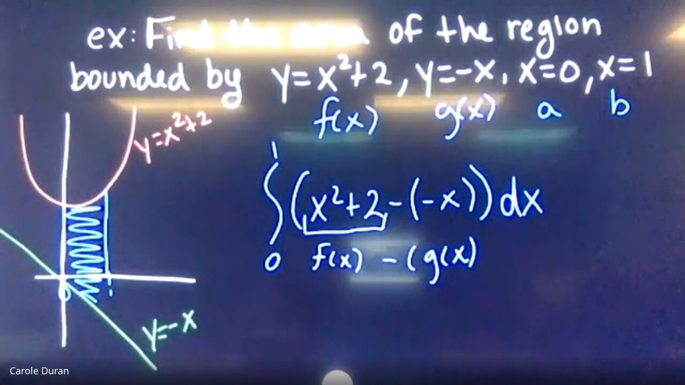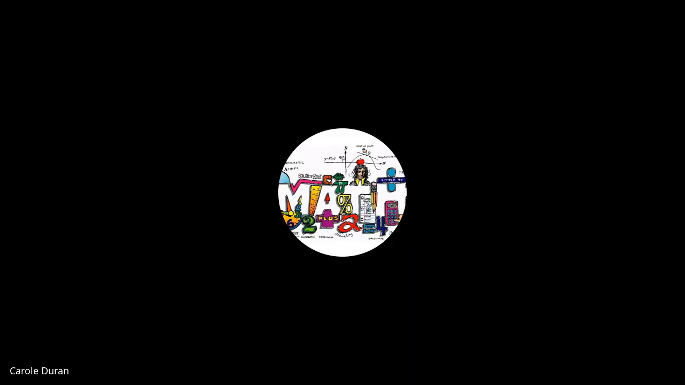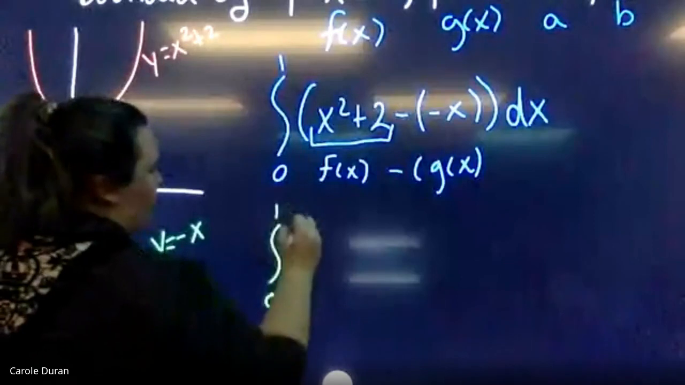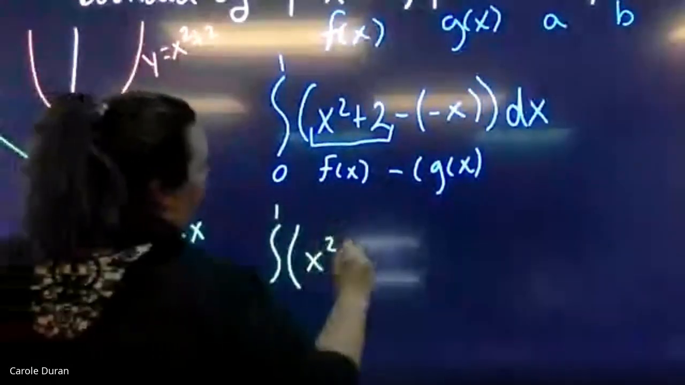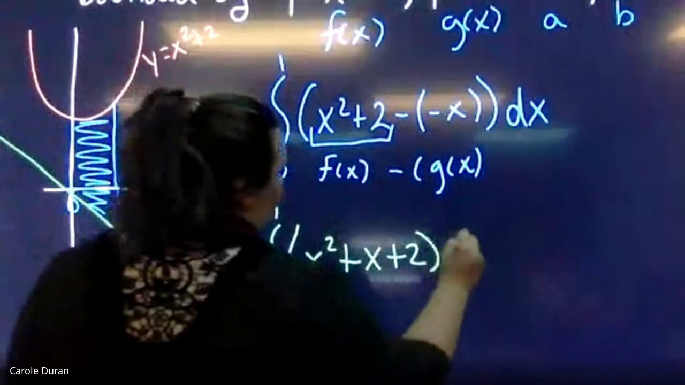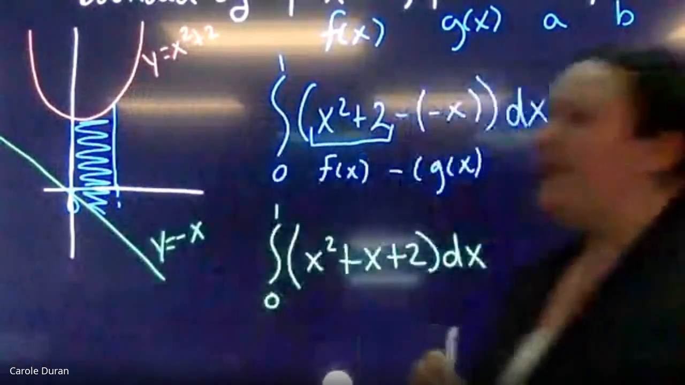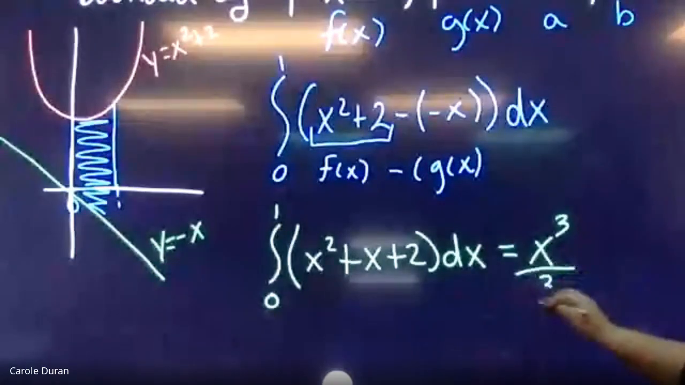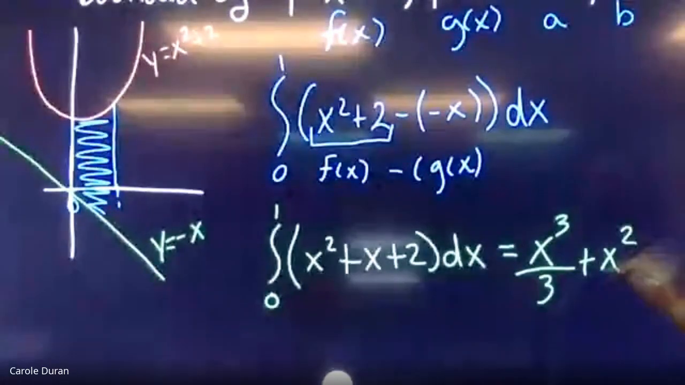And then I would either plug this into my calculator, which you know how to do, or I'm going to do it the old school way where we anti-derive them, just so you can see how it works out. So this would be the same as the integral from 0 to 1 of x squared plus x plus 2 dx. I can then anti-differentiate this, and it becomes x cubed over 3 plus x squared over 2 plus 2x, solved at 0 and 1.